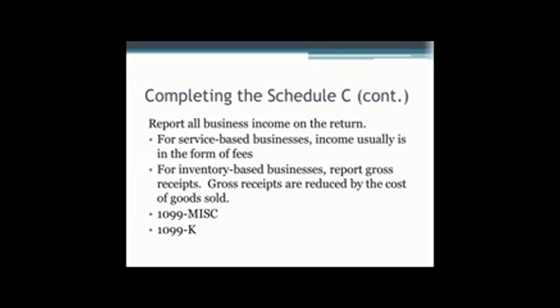You must report all business income on the return. For service-based businesses, income usually is in the form of fees. For inventory-based businesses, report gross receipts. Gross receipts are reduced by the cost of goods sold. Also, 1099 miscellaneous and 1099-Ks are put on the Schedule C.